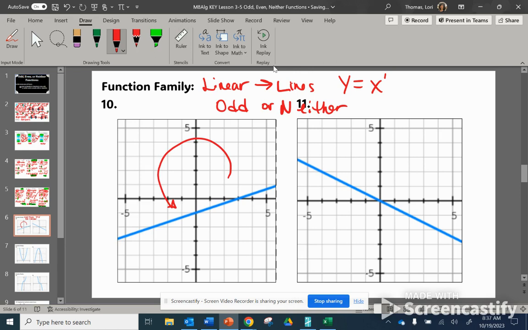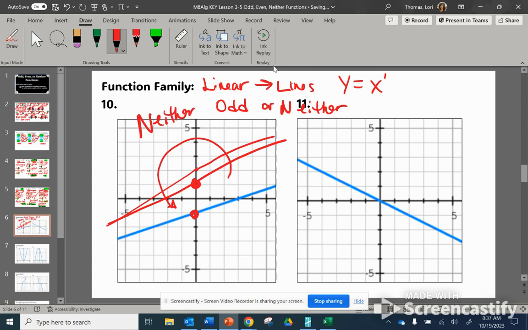If I rotate what's in quadrant 3 to quadrant 1, it's going to look a little bit like this. And then what's in quadrant 4, it's kind of going to look like this. We can see this does not look like what our blue line looks like. With our original graph, it goes through (0, -1). When we rotate it or make it symmetrical about the origin, our y-intercept is going to bump up to +1. So this is neither.